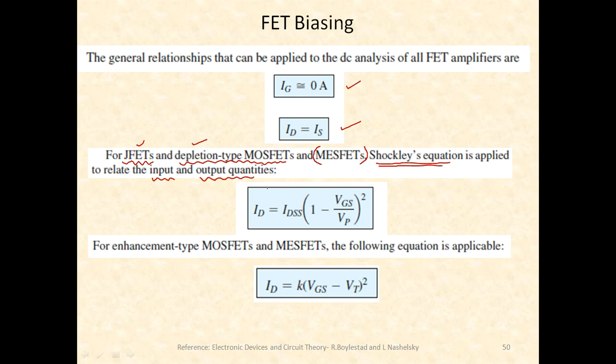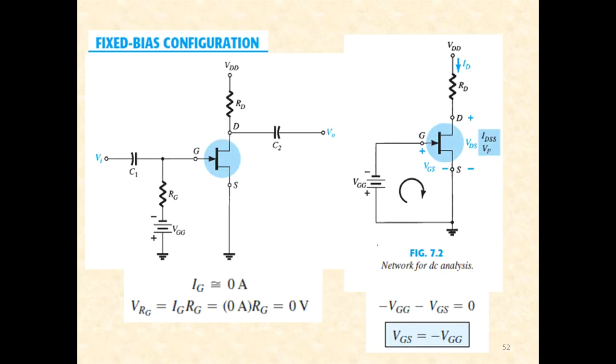That relates the input as well as output quantities, and this is Shockley's expression. However, for enhancement type MOSFETs, this particular expression only holds good. Right now we are dealing only with Shockley's expression. So that was the fixed bias configuration that we just discussed.